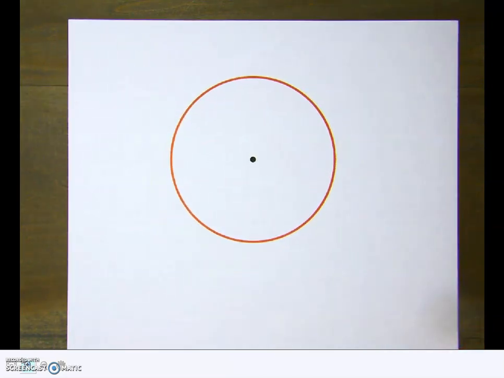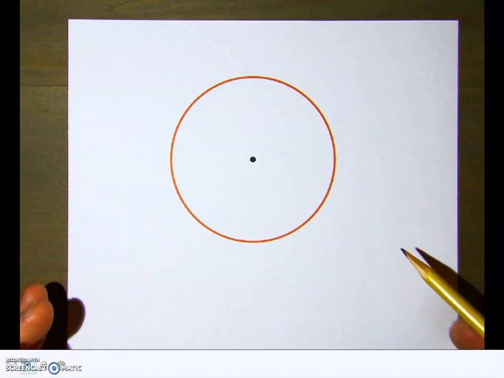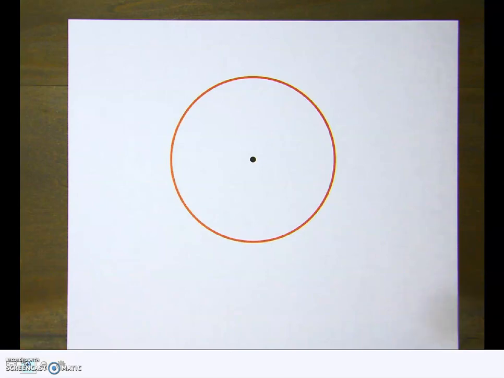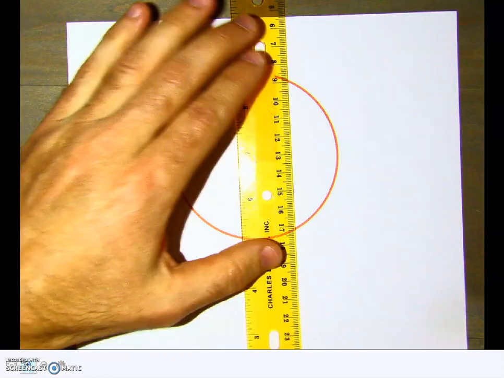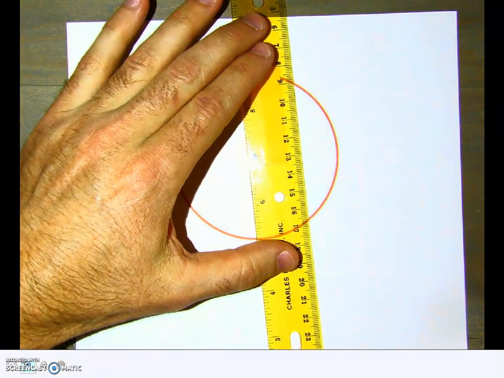If we were at school, I would have given you a circle like this, and we would define 4 different things about this circle. All right, so you would have needed a straight edge, something to write with. But here's the first one.